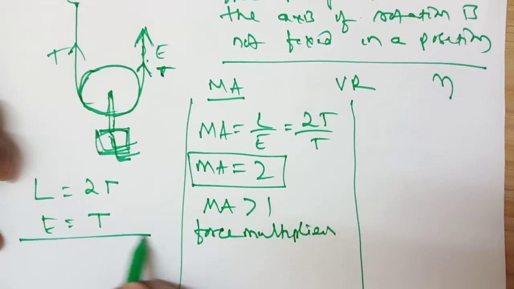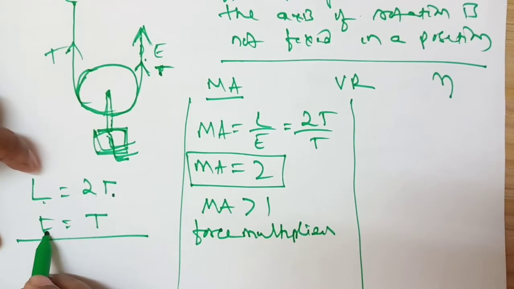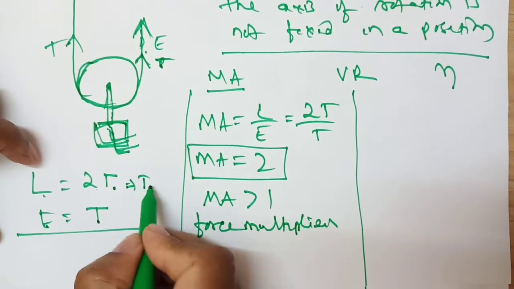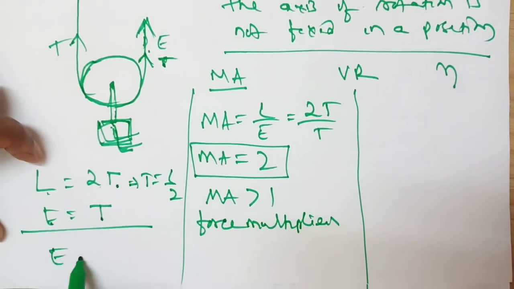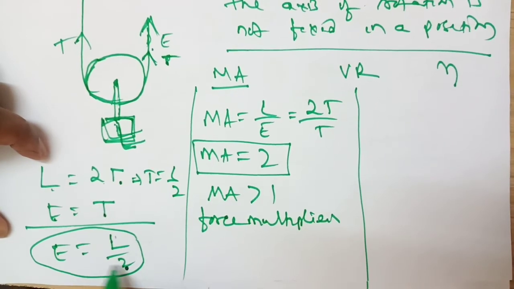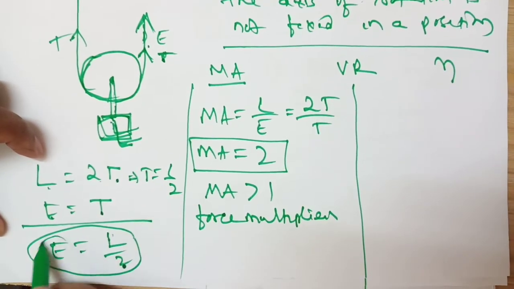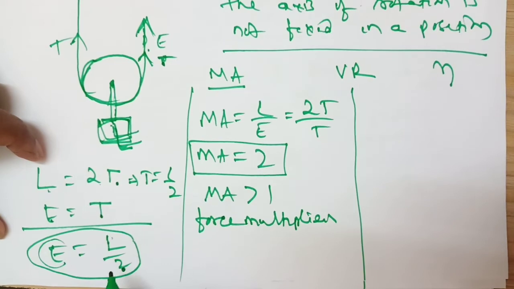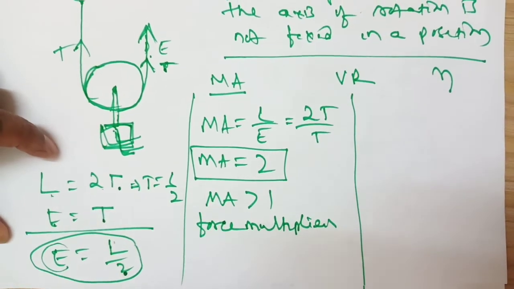Here, as L is equal to 2T and E is equal to T, this implies T is equal to L by 2. So E is equal to L by 2, which means half the load is required. The effort required to overcome the load is half of the load. E is equal to L by 2.